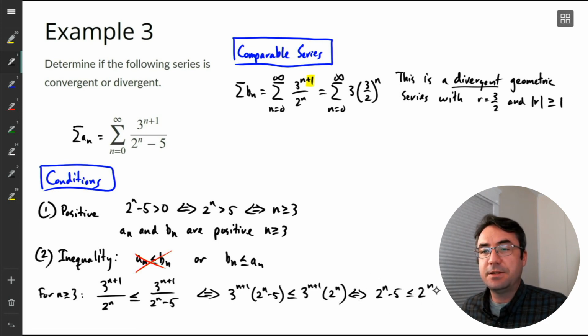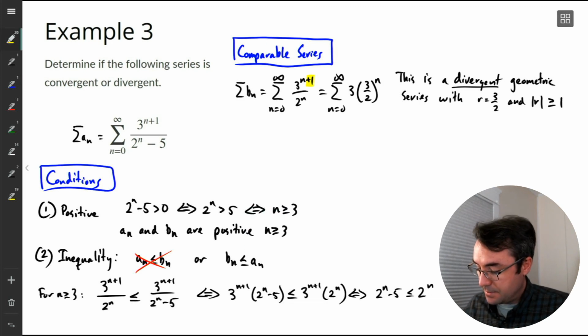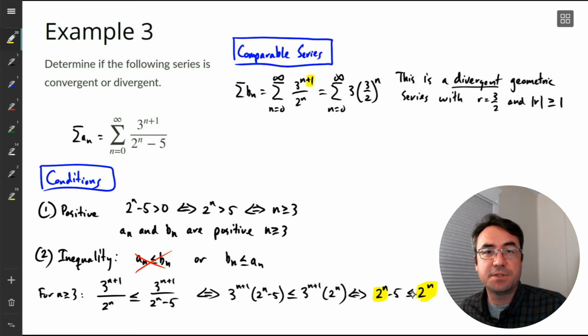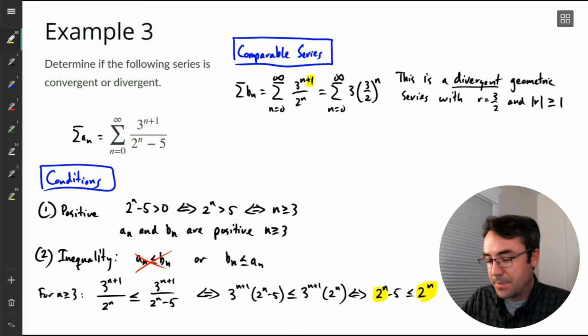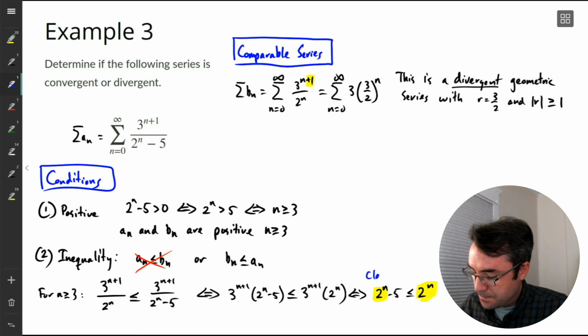And now we've gotten it to a point where this is clearly true because we have the same value. 2 to the n shows up on both sides. So on the left side, we have 2 to the n minus 5, so we're taking away 5. And on the right side, we have 2 to the n. So the right side here is clearly bigger than the left. So this is clearly true.